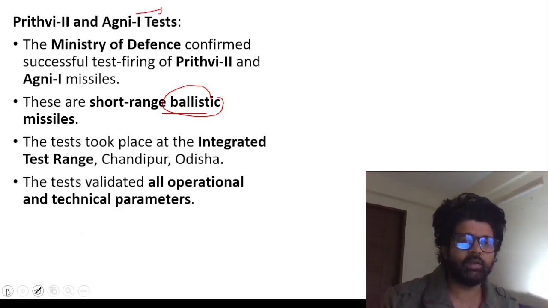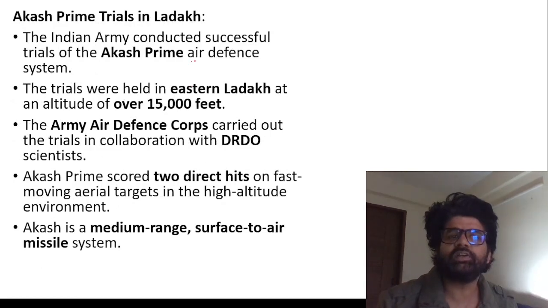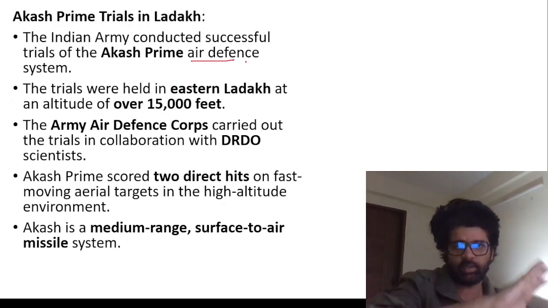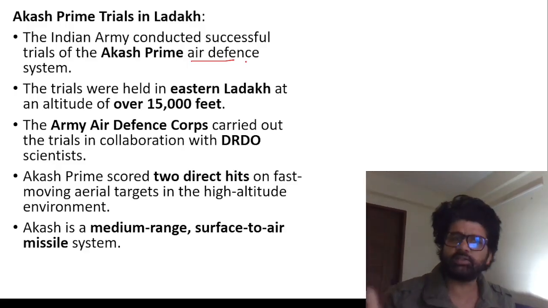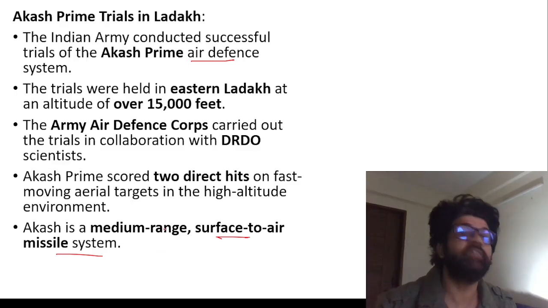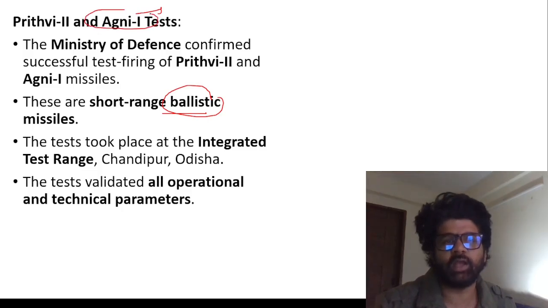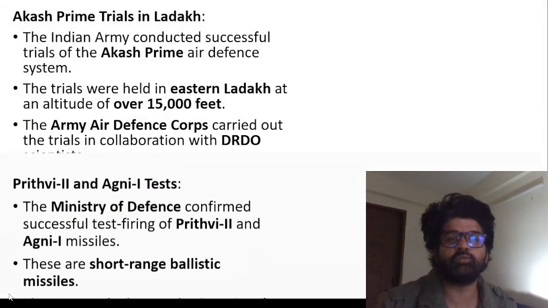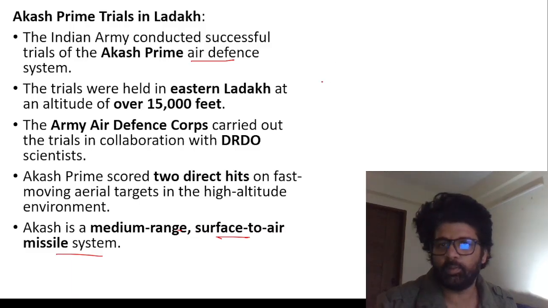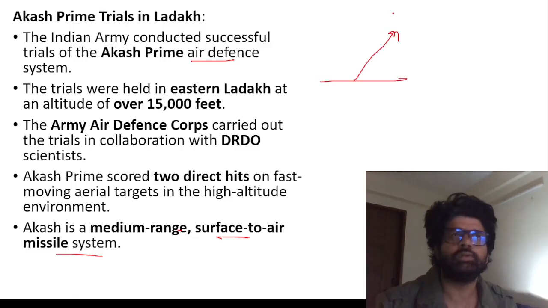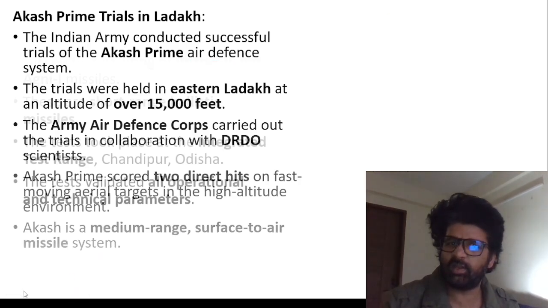On the other hand, when you talk about Akash Prime, Akash is a defensive system. That means enemies have targeted, they have sent their rockets and missiles. Akash will destroy them. So it is a medium range surface to air missile system, defensive system. Unlike your Agni and Prithvi, especially Agni has long range. It's not exactly short. There are different variants of Agni, but yes, they are offensive compared to Akash Prime. So these are something which you have to keep in mind. Medium range, surface to air. We'll be launching it from land and we'll be targeting the aerial targets, whatever is launched by our enemies, China and Pakistan.